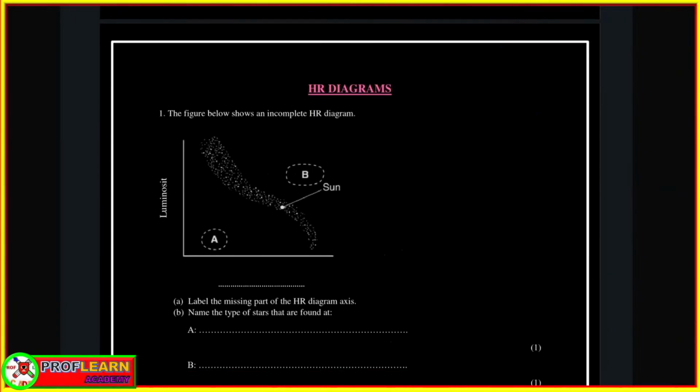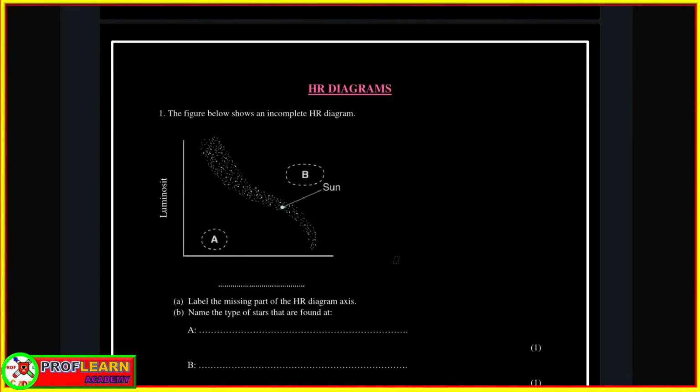Moving down, we have further questions on HR diagrams. I believe you can also be asked a question in this manner. The figure below shows an incomplete HR diagram with different regions not well labeled, but the middle one, which is quite diagonal, is very easy to identify. That is the main sequence, where we have the Sun. Then we have region A and also region B. So we need to identify what A represents.